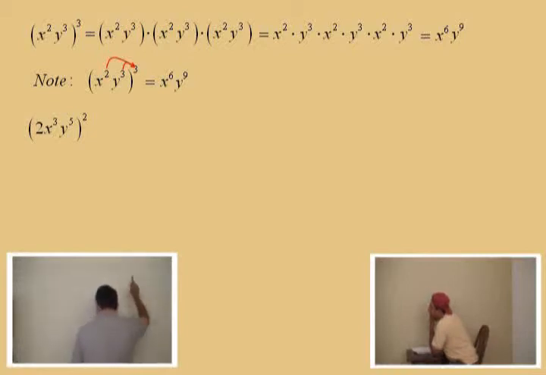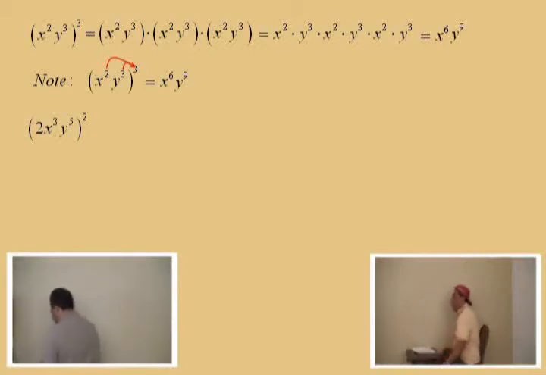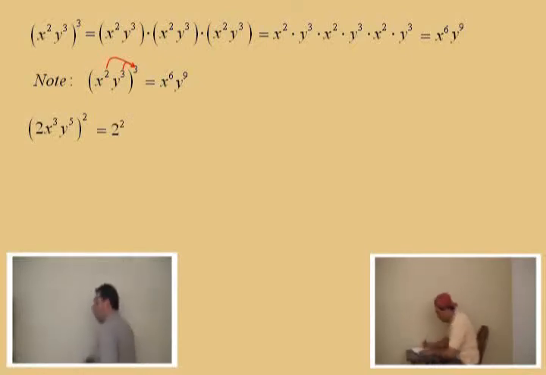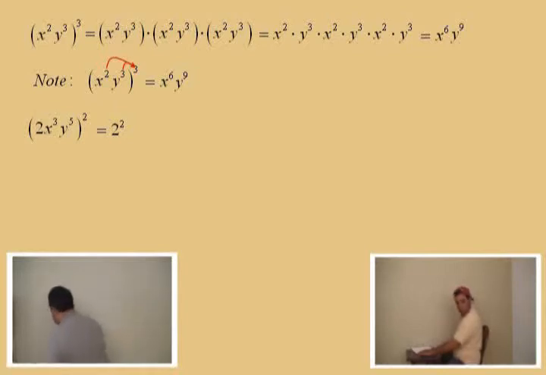So Charlie, what's 1 times 2? 2. It's 2. So there we have it, 2 squared. Because 1 times 2 was 2. Now let's go to the next one.